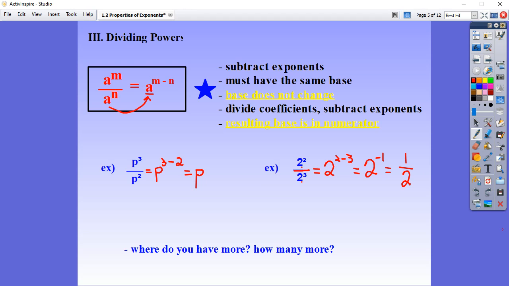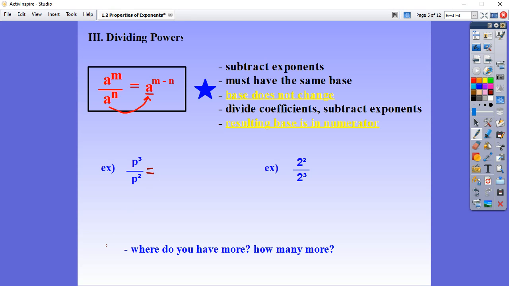Now at the very bottom of the screen, I have a sort of note here. It says, where do you have more? How many more? This is typically how I like to do these type of problems. So I know the property. If I need to use it, I can. And you guys will be the same way. You got to get the property down first. That's the only way that we understand what's going on.